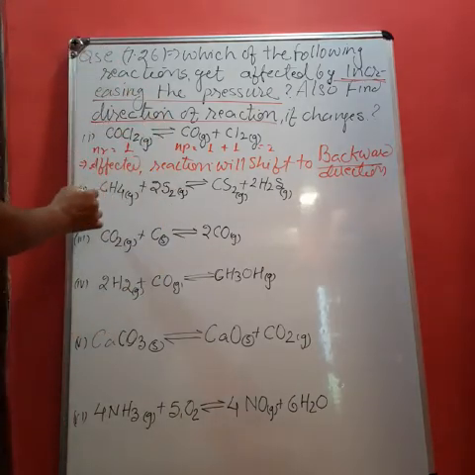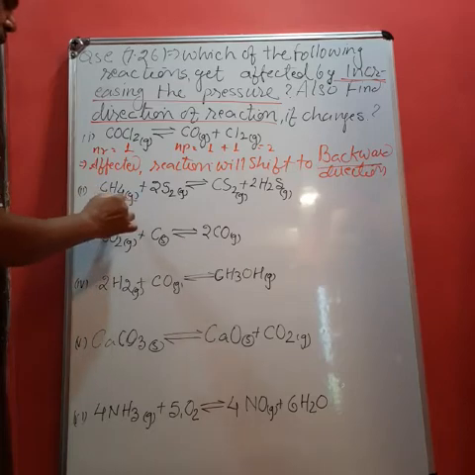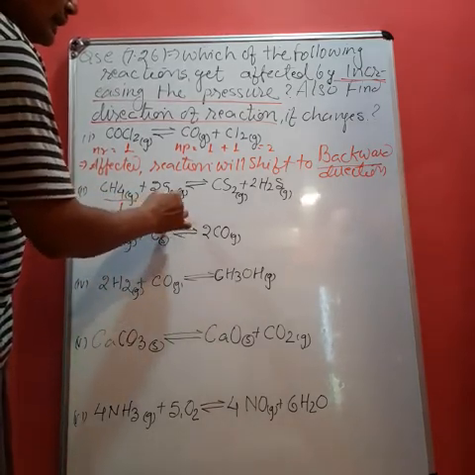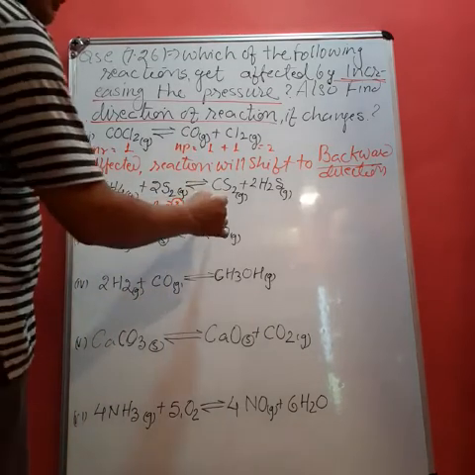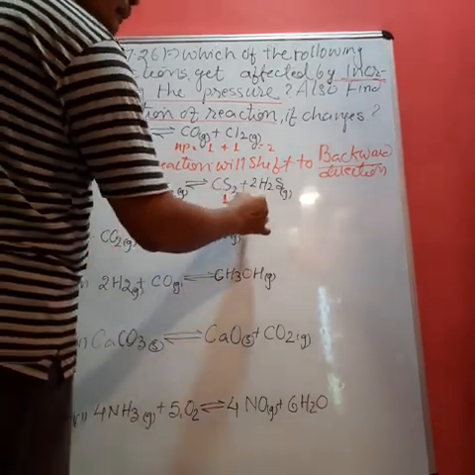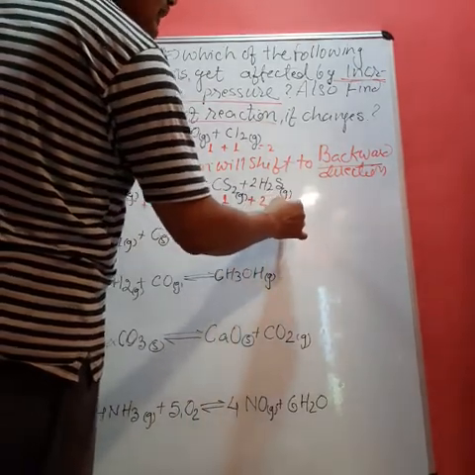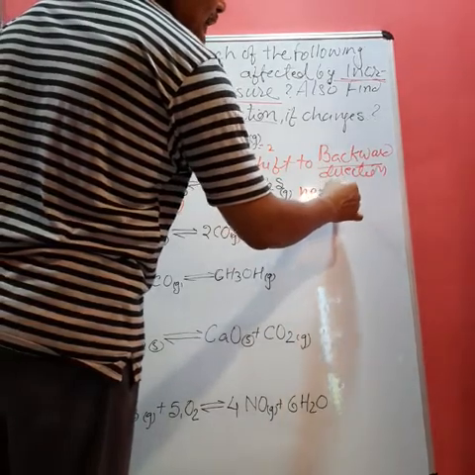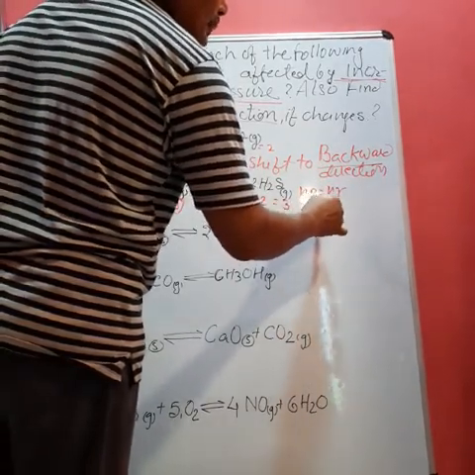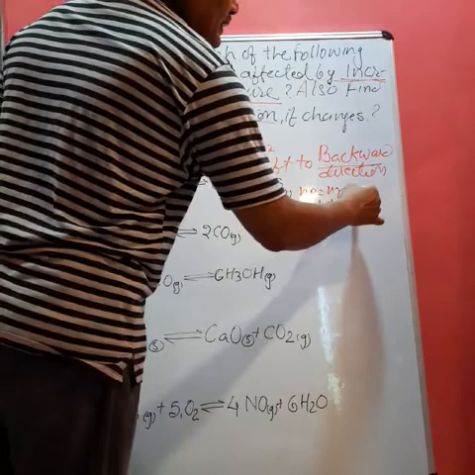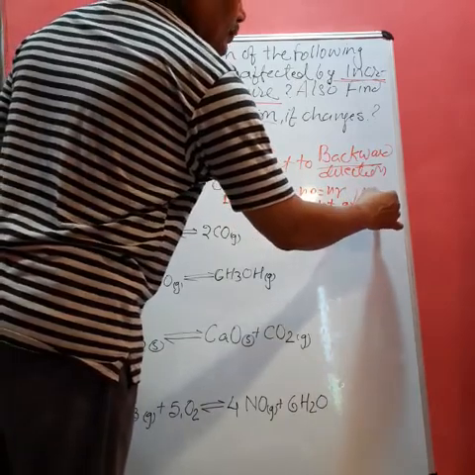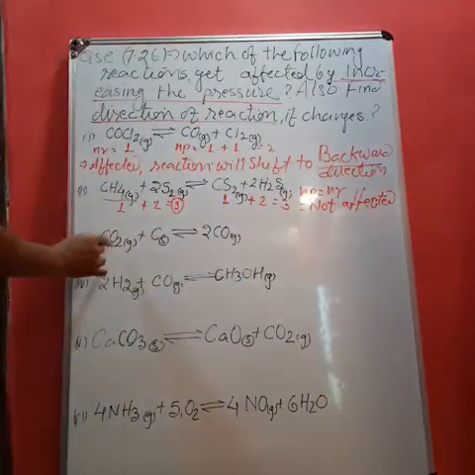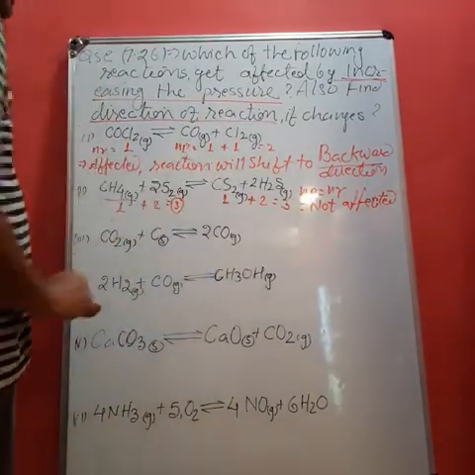Getting? So now the number of moles of reactant is 1 mole plus 2 moles. That is, total moles are how many? 3 moles. And the number of moles of product is 1 mole plus again 2 moles, equal to 3 moles. So here NP is equal to NR. So the reaction is not affected, because if there is no change in the number of moles, then the reaction is not getting affected.